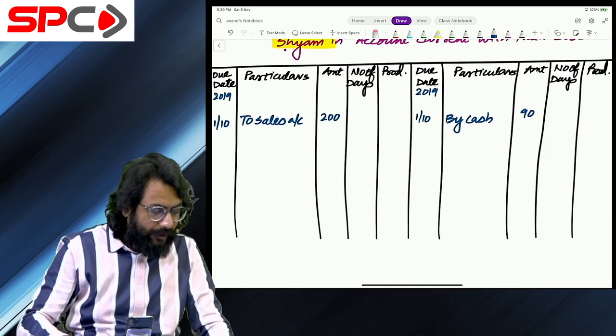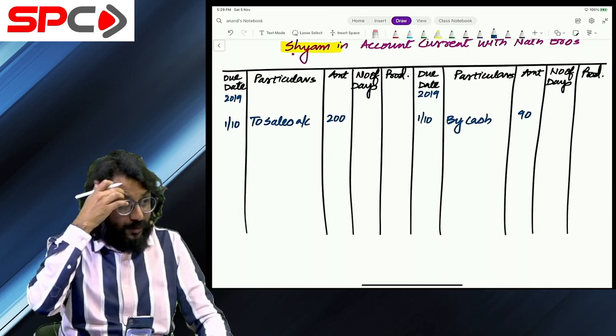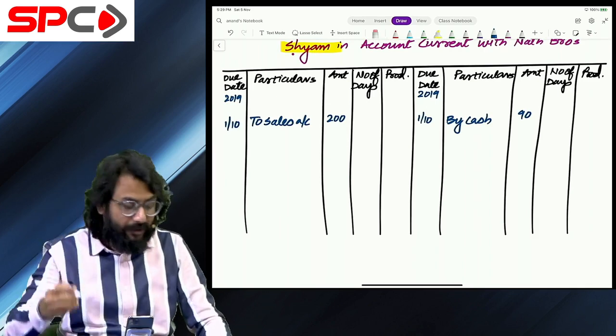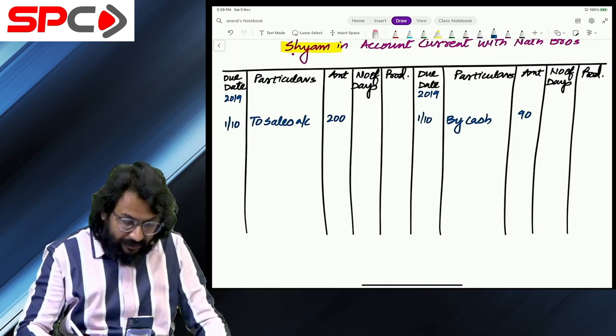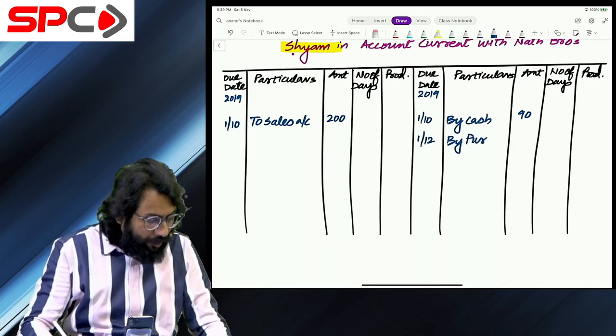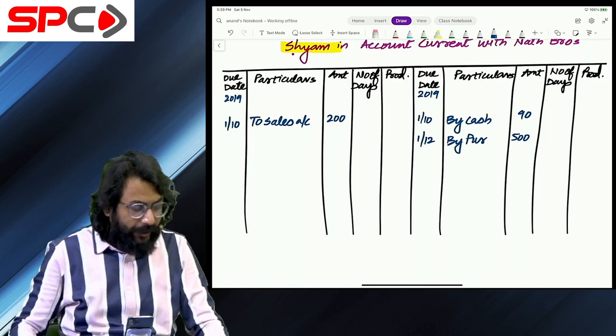90. Go ahead. Goods purchased from Sham. Did you notice it carefully? Goods purchased from Sham. So my dear friend, my entry is purchases to Sham. I will write down the date as December 1st, by purchases. Do you all appreciate this? What is the amount I will write down? 500.